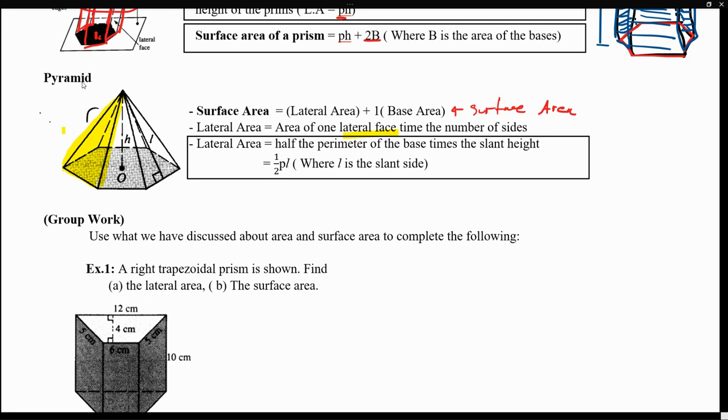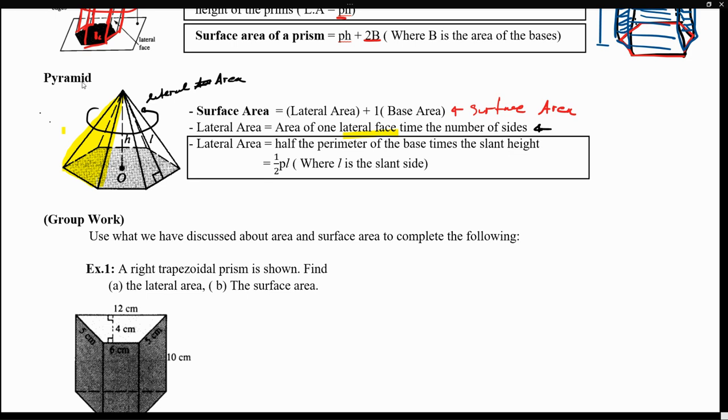So if I get this triangle and I know that all triangles are equal to each other, in order for me to find the lateral area, it's just going to be the area of this triangle times how many of those triangles you have that surround this pyramid. So that's how we're going to be defining the lateral area. Well, how exactly do we find the lateral area?